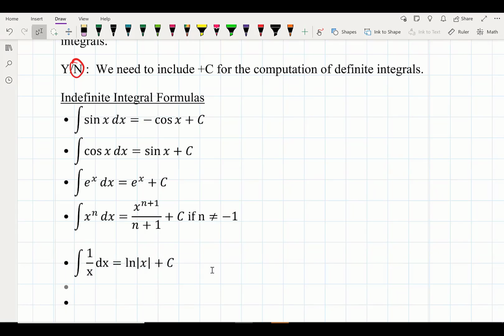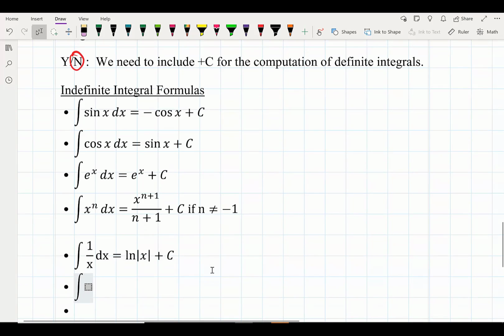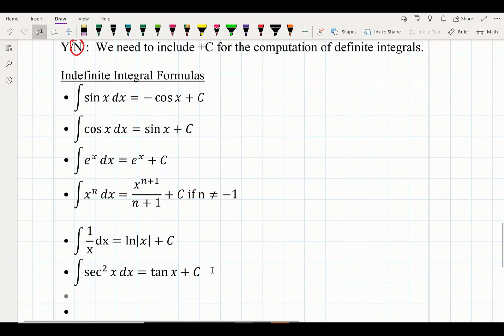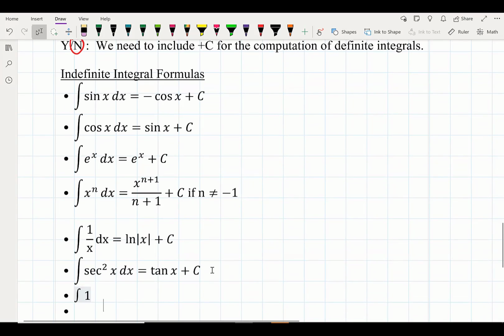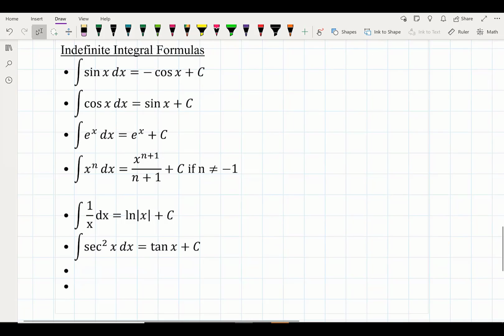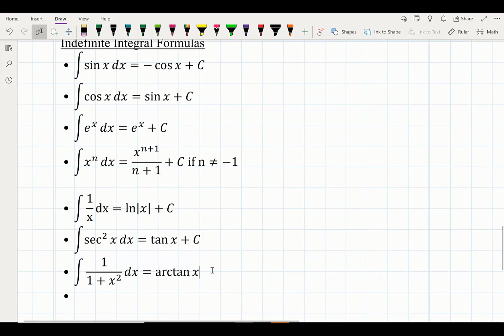Okay, I guess there's secant squared. So the integral of secant squared x dx is tan x plus c, and the integral of 1 over 1 plus x squared dx is arctan x plus c. And what else do we have? Any more that I'm forgetting?